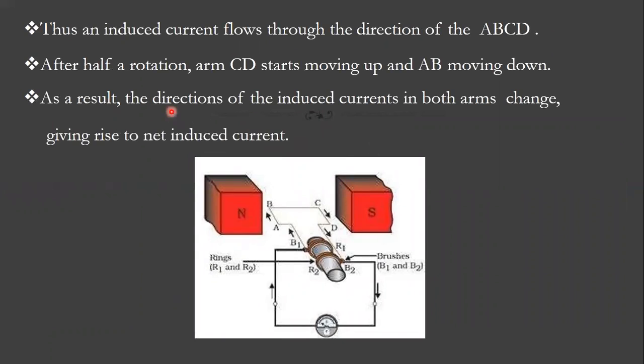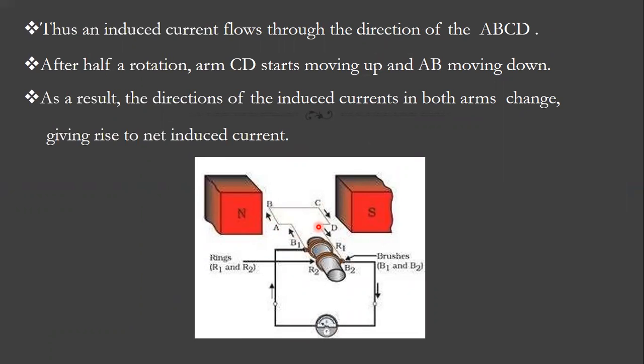And thus an induced current flows in the direction ABCD. After half a rotation, this arm CD starts moving up and AB moving down. Now, as a result, the direction of the induced current in both the arms changes, giving rise to the net induced current.